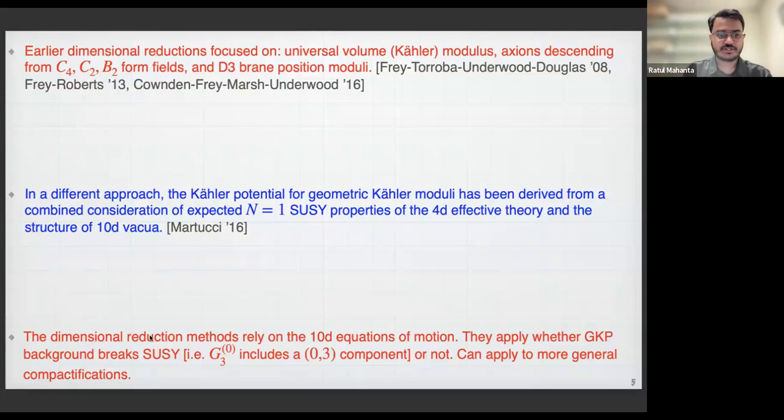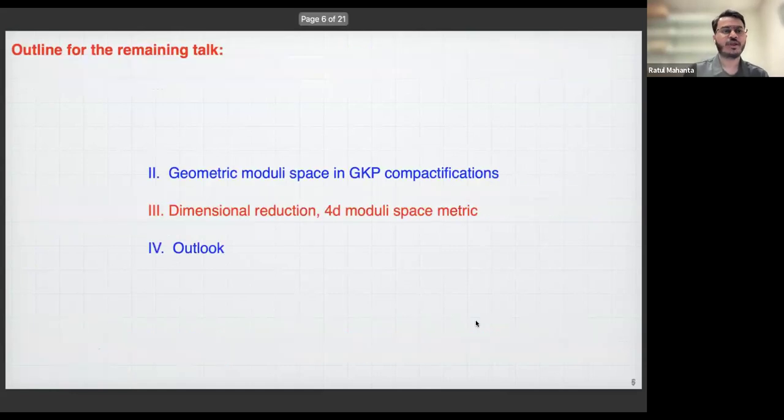Our method, which is the dimensional reduction method, relies only on the 10D equations of motion. Therefore, it applies whether the GKP background breaks SUSY or not. And this is an advantage over this method. So this can also be applied in more general compactifications, like non-Calabi-Yau compactifications, but for the time being we'll restrict ourselves to warped Calabi-Yau compactifications.